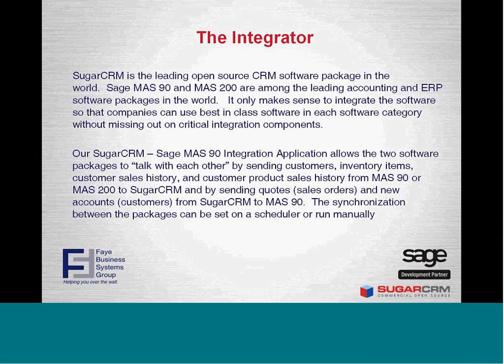We created the integrator because Sugar is the leading open source CRM software package in the world, and MAS 90 and MAS 200 are among the leading packages in the accounting and ERP space. Integrating them together gives clients a complete solution. Our integration application allows the two software packages to talk with each other by sending customers, inventory, sales history from MAS 90 to Sugar, and sending quotes and new accounts from Sugar to MAS. The synchronization between the packages can be set on a scheduler or run manually.